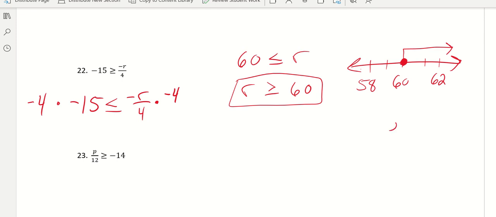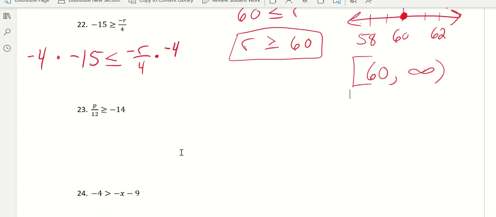Interval notation, start with the comma. If we're shading to the right, the high end is infinity. Infinity always gets a parenthesis. The low end is 60. It's a closed circle, so we have a bracket. Bracket.